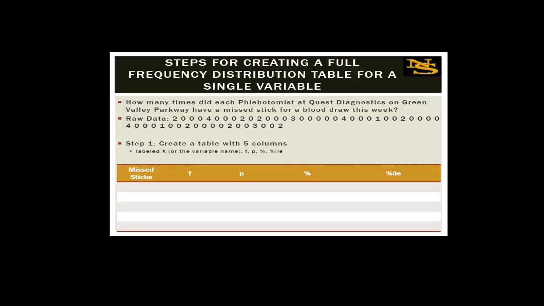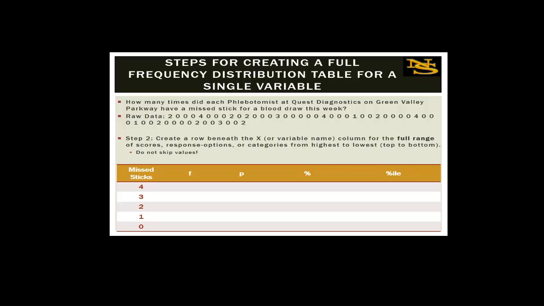So the first step, you want to create a table with 5 columns. The first column represents the variable, so you'll have all the scores here, the full range of scores. We'll get to that in a second. This represents the frequency of each score. This represents the proportion or the probability associated with each score, the percentage, and then the percentile. So the first thing you want to do is just kind of outline your table to get prepared to fill it all in. Step 2.